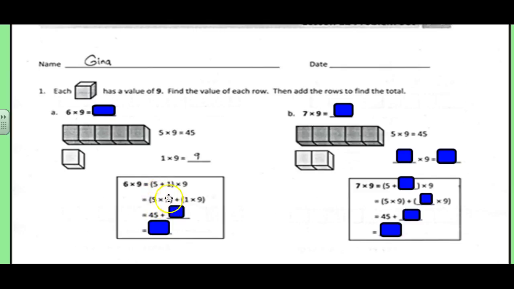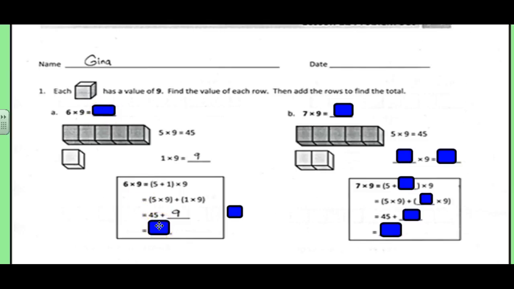We knew from up here at the top that 5 times 9 was equal to 45. We had to find what 1 times 9 was, and from right up there at the top we knew that it was 9. So now to figure out what 6 times 9 is altogether, all we have to do is take our 45 plus our 9 and add those together, and that will give us the product for 6 times 9. So I want you to add that together, write your product here, and also come up here to where it says 6 times 9 and write your product there as well. Push pause to do that.